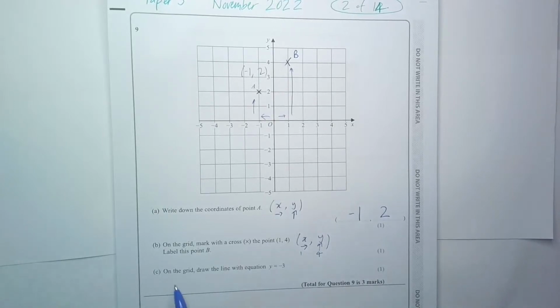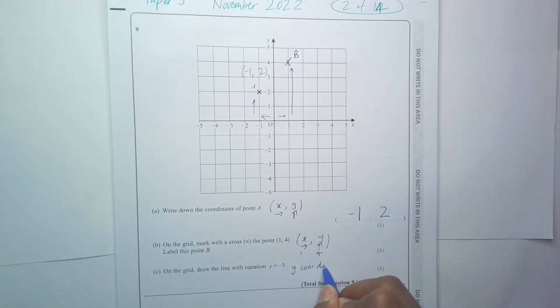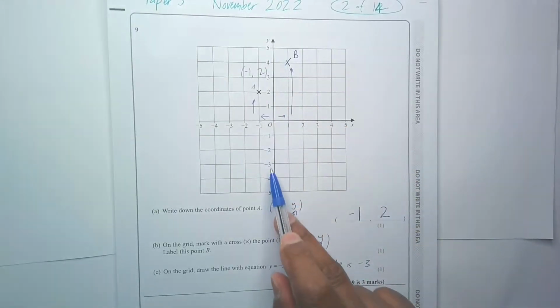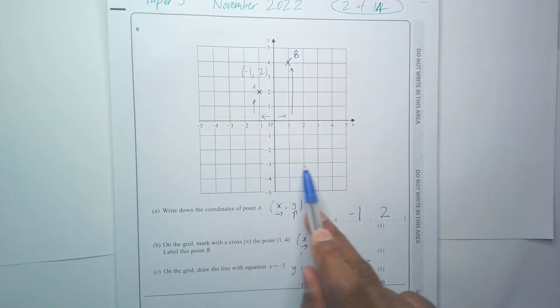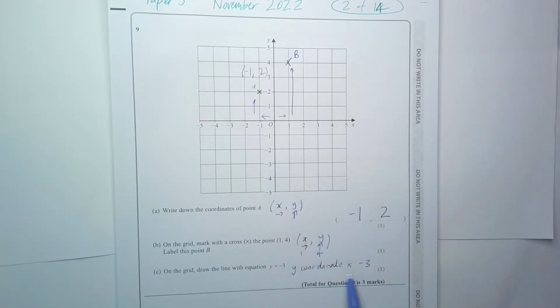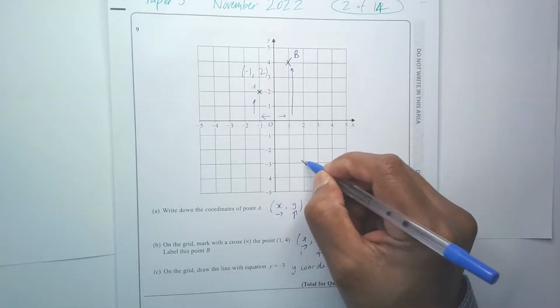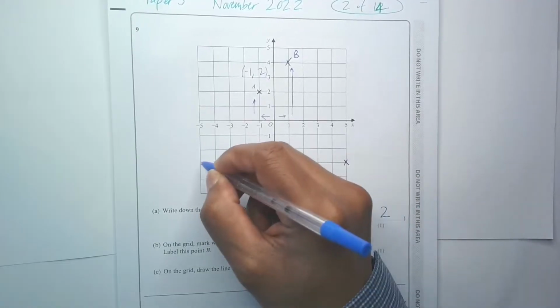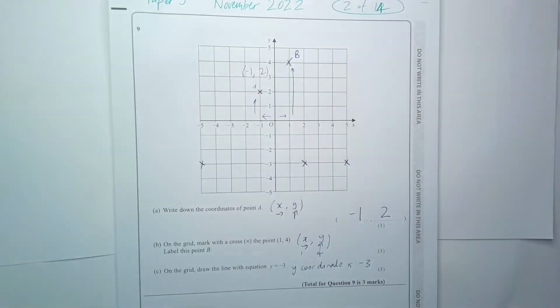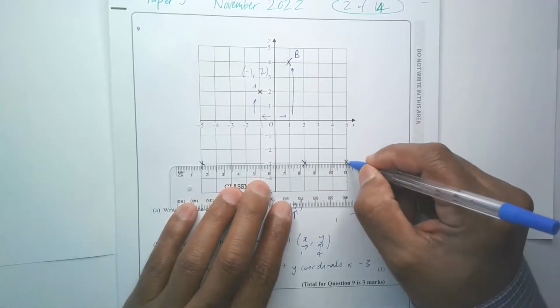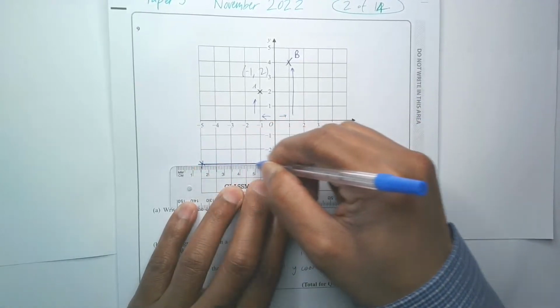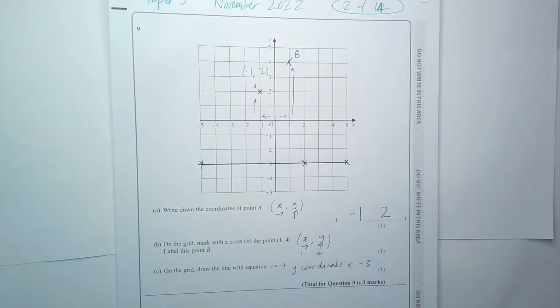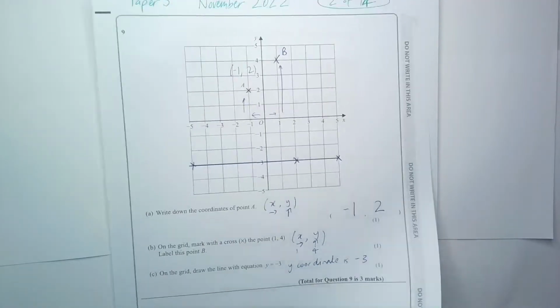And similar to the last question, on the grid, draw the line y equals -3. So the y coordinate is -3. So I'm going to find the y-axis here, -3 is here. So along the corridor, every coordinate of y is -3. So this is -3, this is -3, this is -3. Everything along here is -3. So I'm going to draw a line here, and that is my y equals -3. Okay, so I hope you got that right.